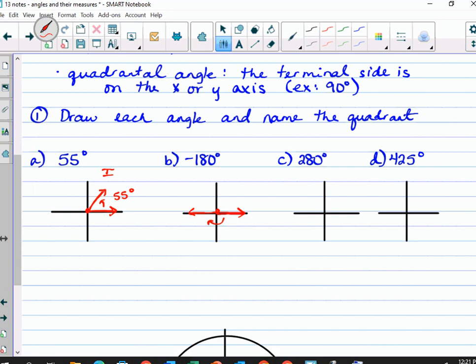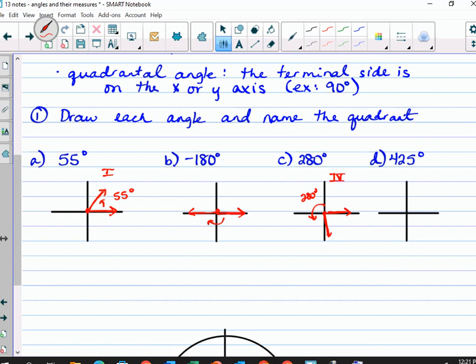Okay. 280. Where is 280 going to end up? Fourth quadrant. Yes. Just a little bit past. That was really close there. That way, 280, and we are in the fourth quadrant.